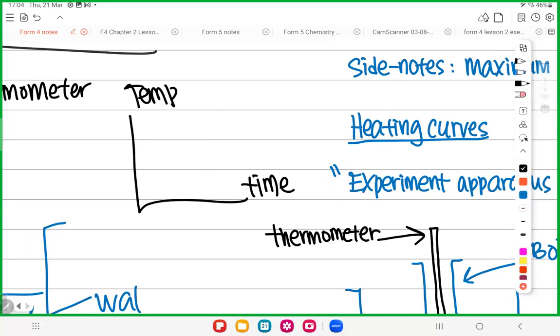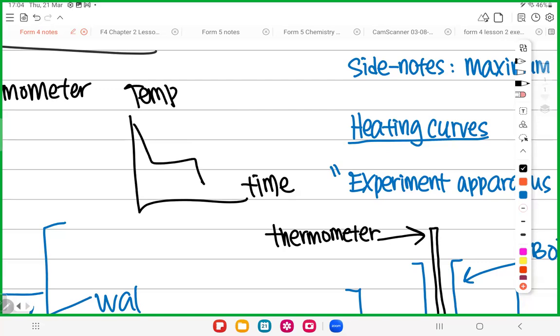How many staircases can we have? Maximum 2 staircases. We can have 1 staircase or 2 staircases, but not more than 2. Let's say this is 2 staircases, and this is 1 staircase, for example. And then this is a cooling curve, 2 staircases, and this is 1 staircase.